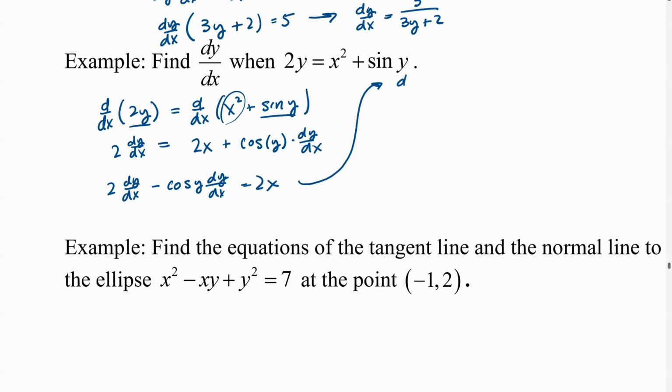Let's factor out the dy/dx. (2 minus cosine y) dy/dx is equal to 2x. And then let's divide by that 2 minus cosine y to isolate the dy/dx. dy/dx equals 2x over 2 minus cosine y. All right, looking pretty good.